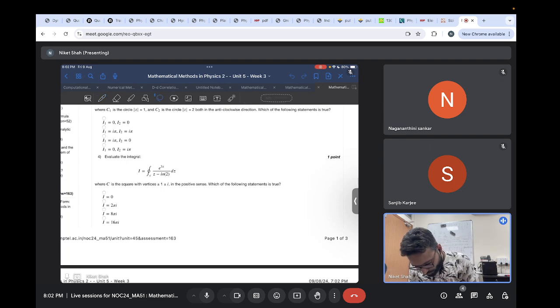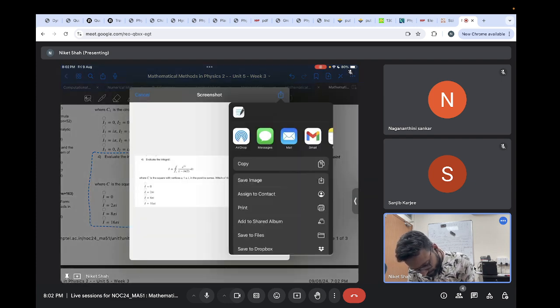So for the fourth one also, the idea is very similar. Let's do this very quickly then. We don't need to spend more time here. This is similar only.